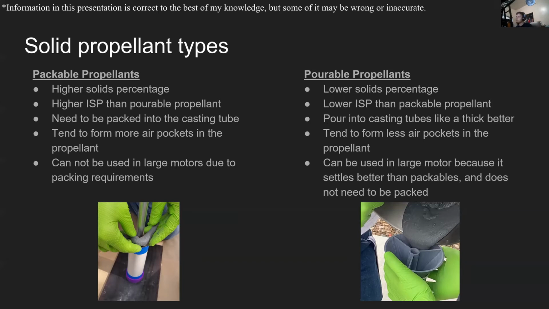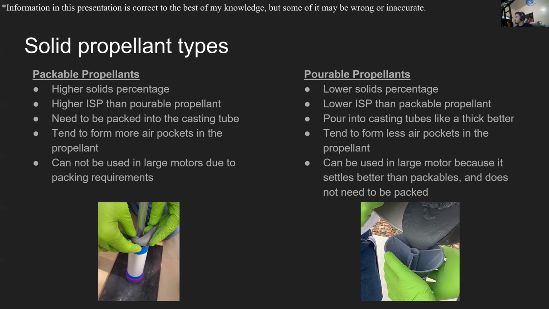And they can't be used for larger motors due to that packing requirement. So when you're creating a larger motor, one, it's harder to pack because there's more propellant and a lot more you have to push around with the packing rod. And two, those air bubbles are less likely to come out to the top. And those air bubbles are really bad in a propellant because they can lead to detonation of the propellant. Or if we're burning a motor and there's big air bubbles in it, those air pockets can explode and destroy the motor. And that would be very bad during a test.